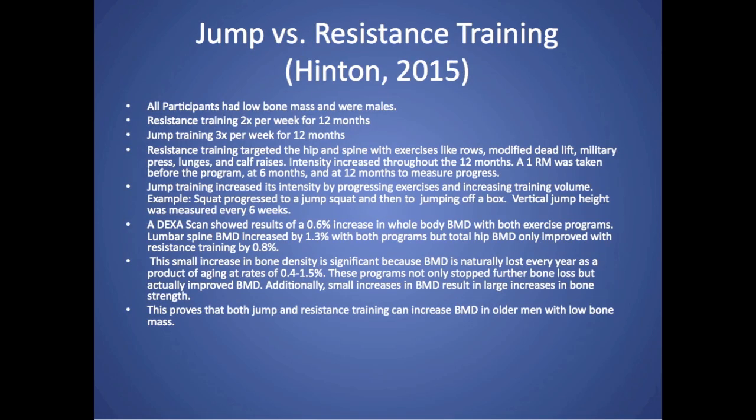The last study we're going to look at is a jump versus resistance training program that was designed for men with low bone mass. The resistance training group trained 2 times per week for 12 months, while the jump training group trained 3 times per week for 12 months. Resistance training targeted the hip and spine with exercises like rows, modified deadlifts, military press, lunges, and calf raises. Intensity increased throughout the 12 months. The jump training increased its intensity by progressing exercises and increasing training volume. An example of this would be a squat progressing to a jump squat and then to jumping off of a box.